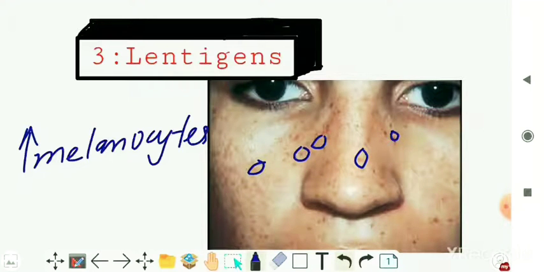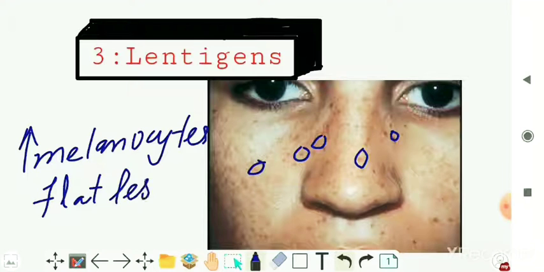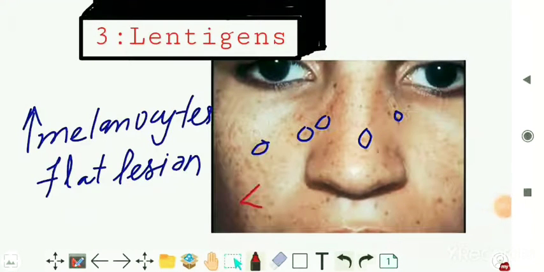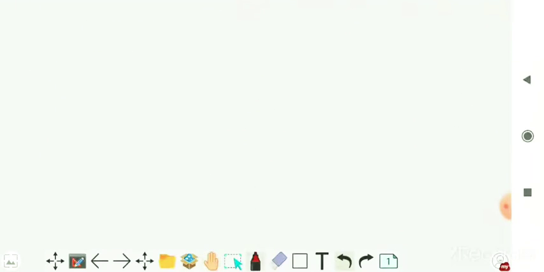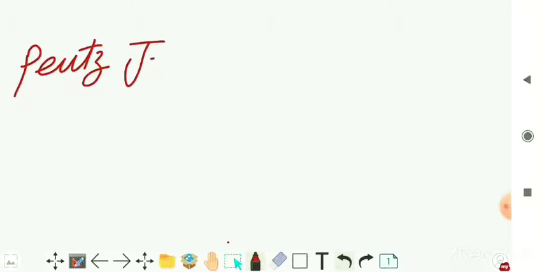There is a question: if these hyperpigmented macules are neither raised nor depressed, then what are they? They are actually flat lesions. And these lesions are less than 0.5 centimeters. And these lentigines are associated with the syndrome which is known as Peutz-Jeghers syndrome.